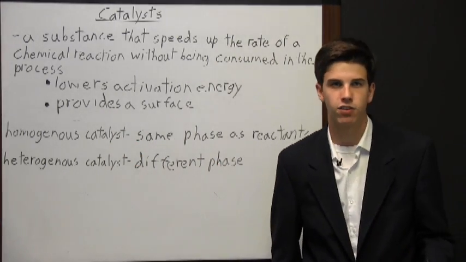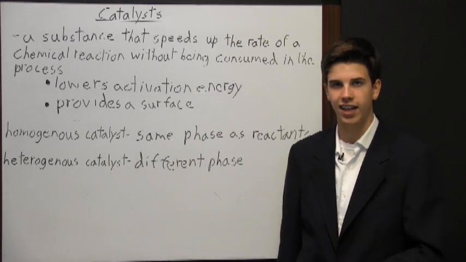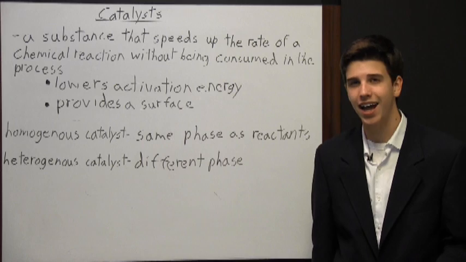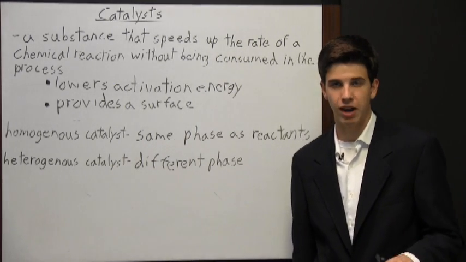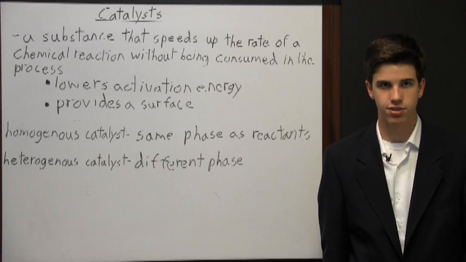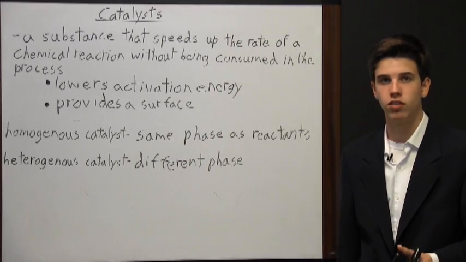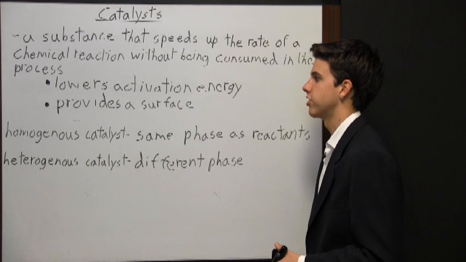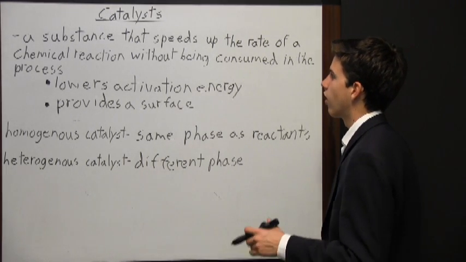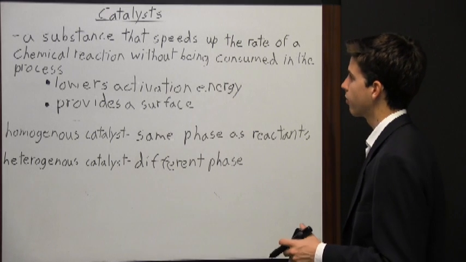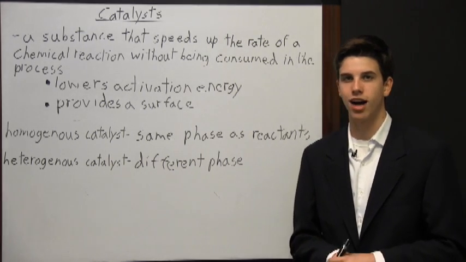Now, take, for example, the combination of ethylene and hydrogen gases to make ethane gas. It's catalyzed by adding powdered nickel. So you have powdered nickel, which is in solid form, and everything else is in gas form, or the gas phase. So in that reaction, nickel is a heterogeneous catalyst. So an important point to remember is that catalysts are substances that speed up the rate of a chemical reaction without being consumed in the process.